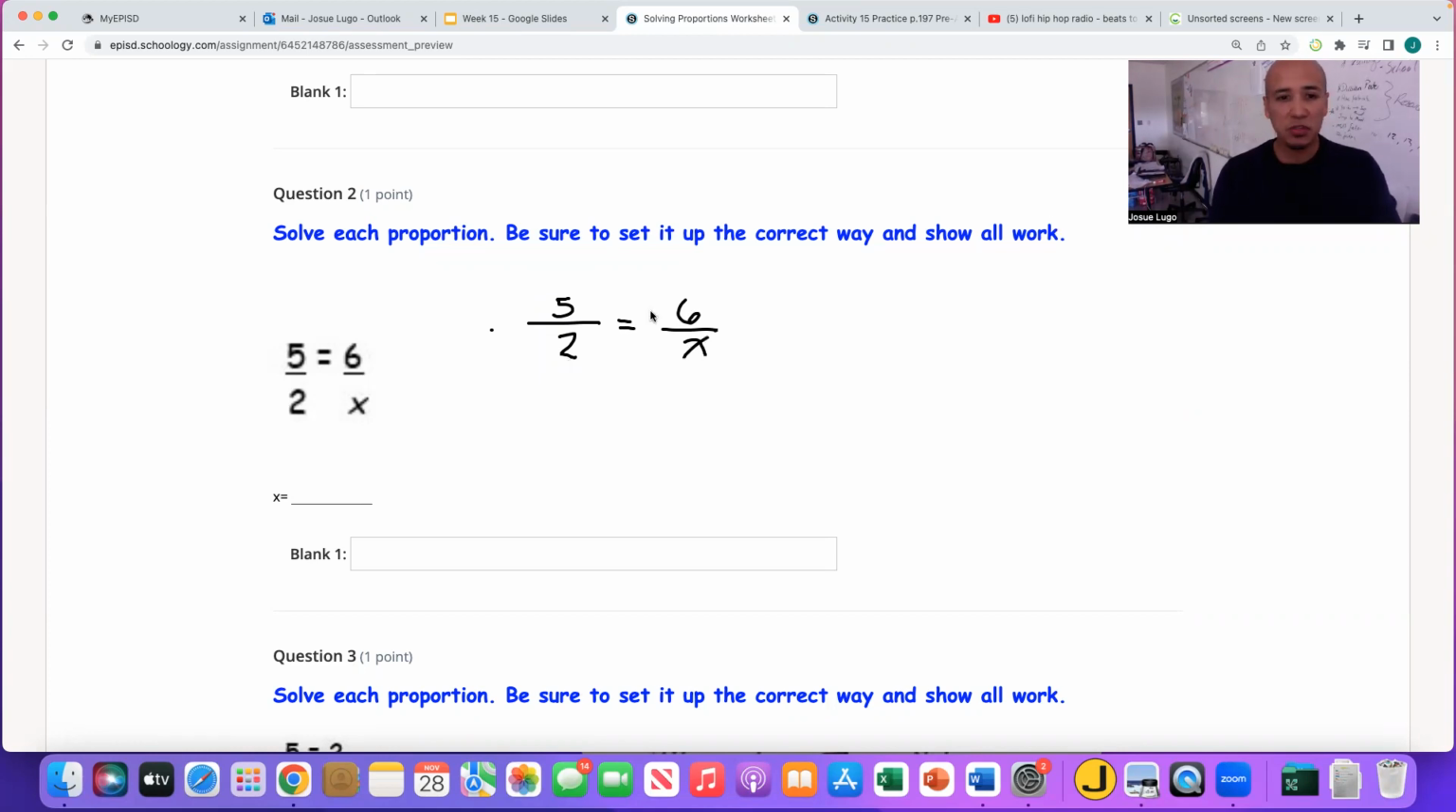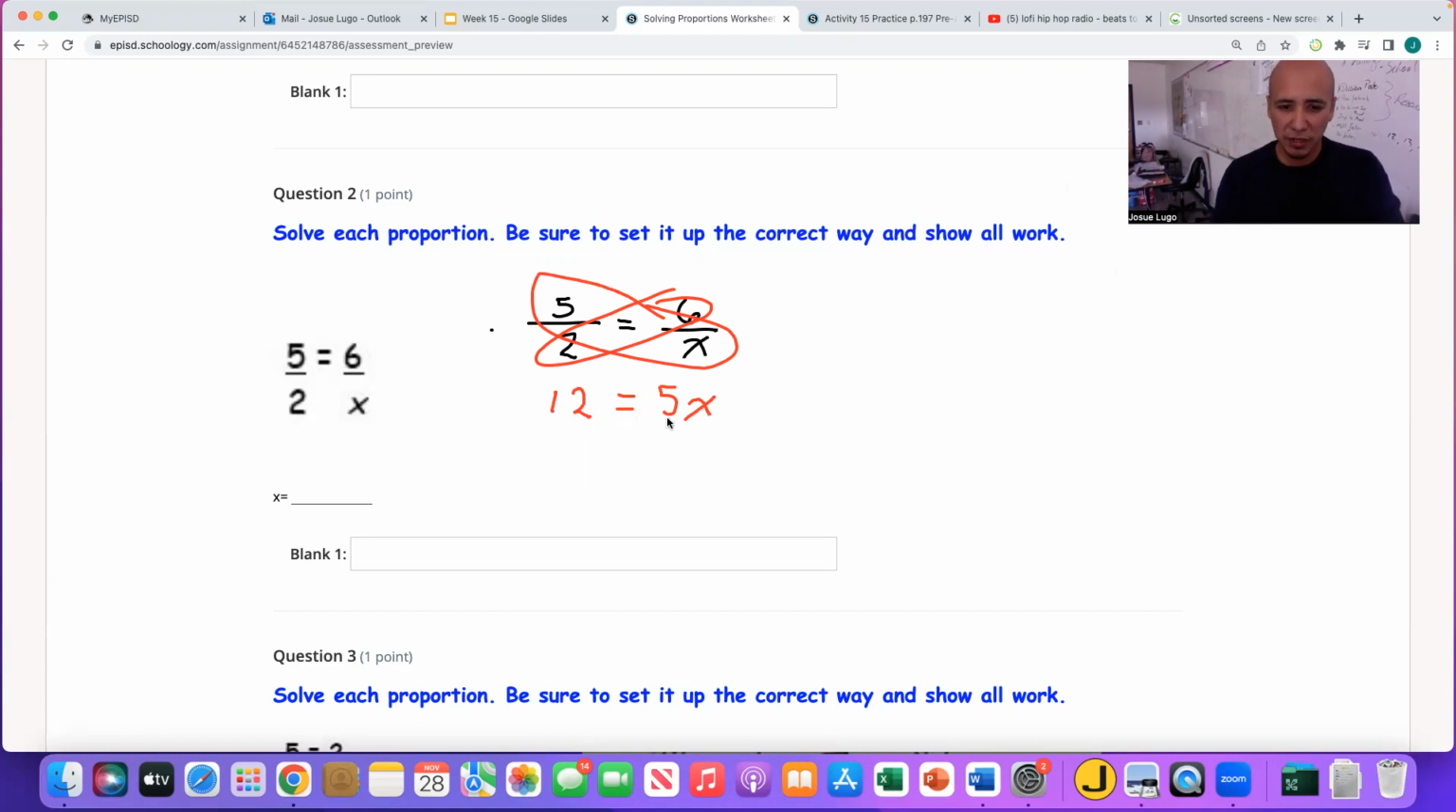Now let's just follow the steps. Cross multiply to make an equation and divide. All right, so let's cross multiply. Here we have 6 times 2, which is 12. Again, it doesn't matter which side you put it on. And on the other, you have the other cross product. We have 5 times x. All right, so now we just need to isolate the variable.